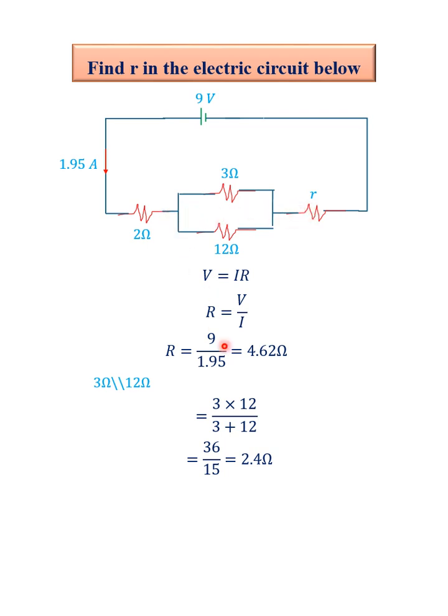So the total resistance of the circuit will be equal to 2 plus 2.4, because the 3 ohm and 12 ohm will be replaced by 2.4, plus R. Now let's put in the values. The total resistance, 4.62, equals 2 plus 2.4, which gives us 4.4, plus R. From here we can make R the subject of the formula to become 4.62 minus 4.4, so that the resistance we're looking for will be equal to 0.22 ohms. And that is the answer to the question.